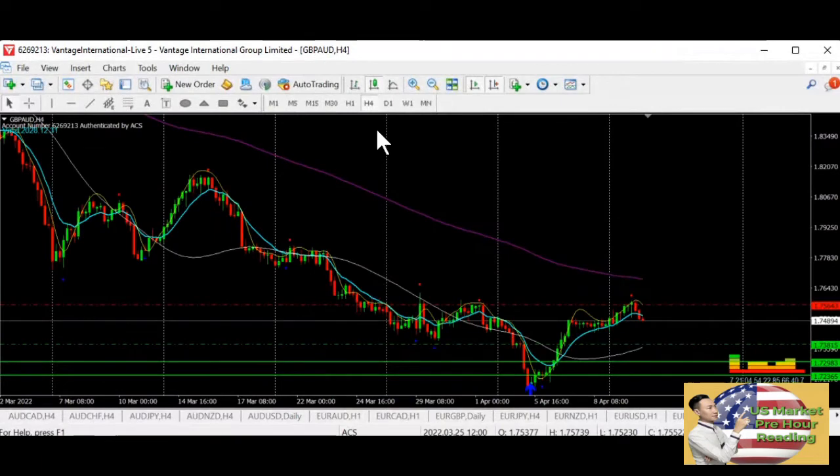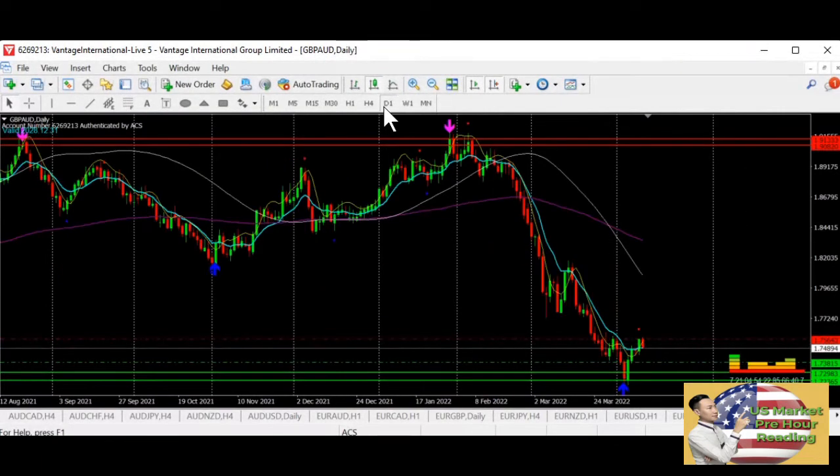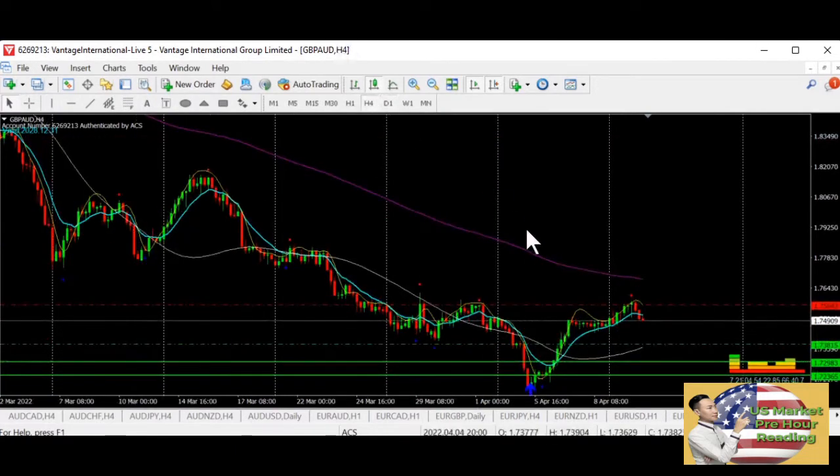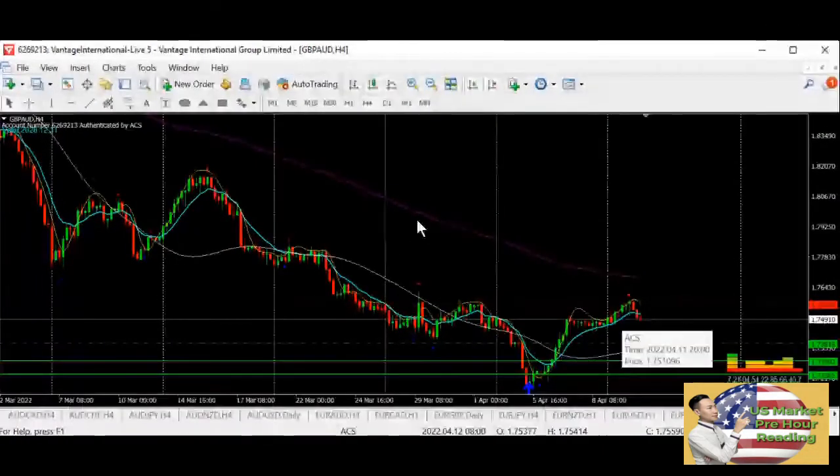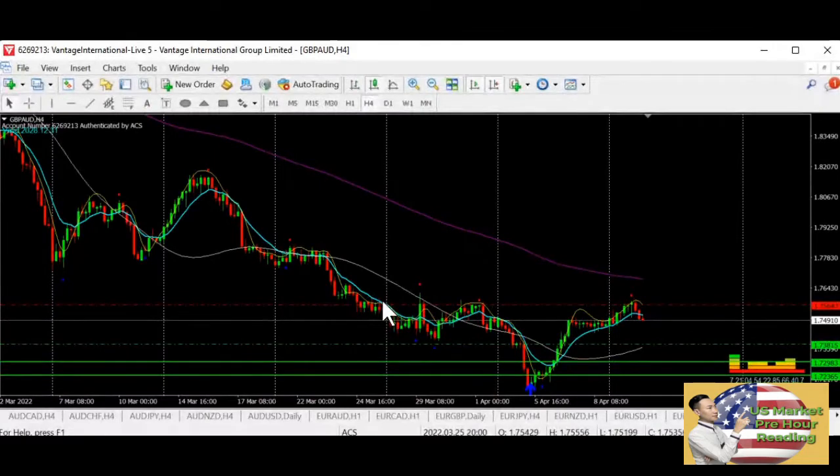All right, so Pound Aussie. What about Pound Aussie? Yes, Pound Aussie, we are in the bear trend, all right? Within the bear trend, we have a retracement for the past few days. We have a higher support now towards the resistance. Yes, we have met up with the previous resistance, as you can see over here.